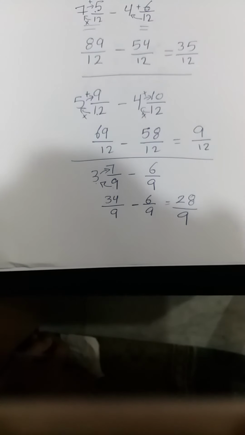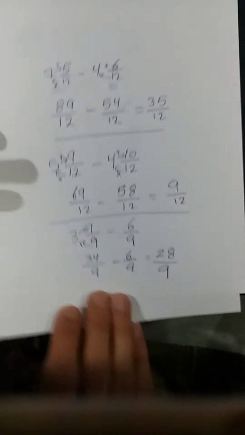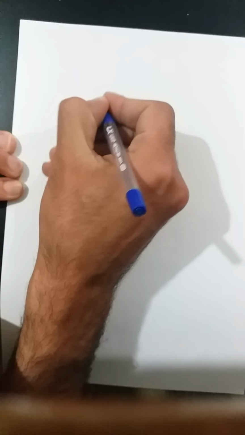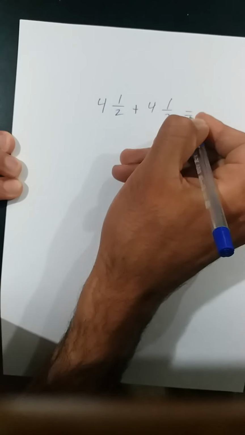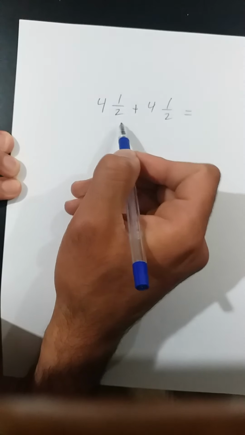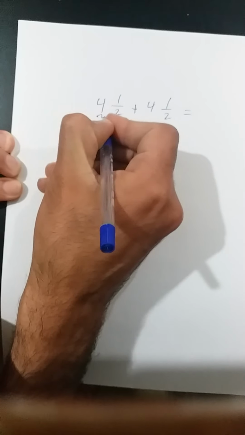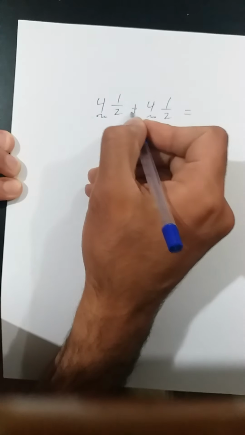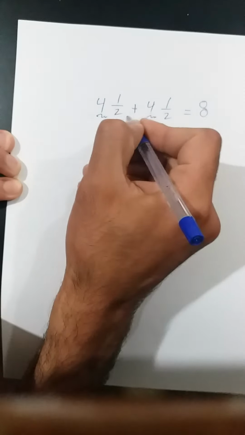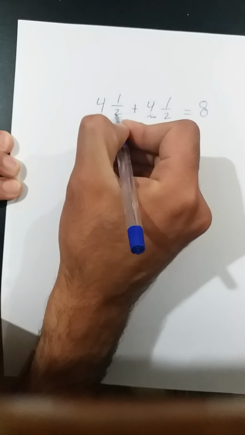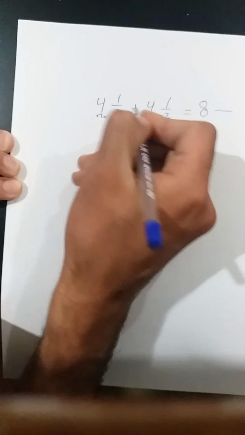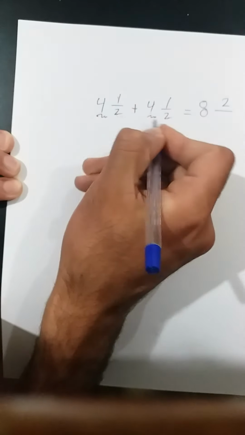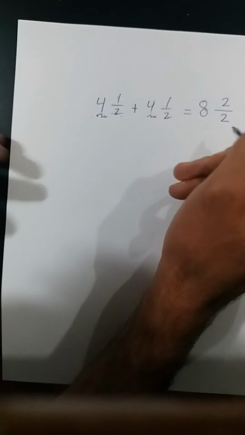Let's go to the second question. The first one is 4 1 over 2 plus 4 1 over 2. When I have adding, it is going to be easy for me. What I'm going to do, add the whole number with the whole number. 4 plus 4, 8. And the fraction with the fraction, I am having here the same denominator. I can add it. 1 plus 1, 2. And put the denominator as it is.